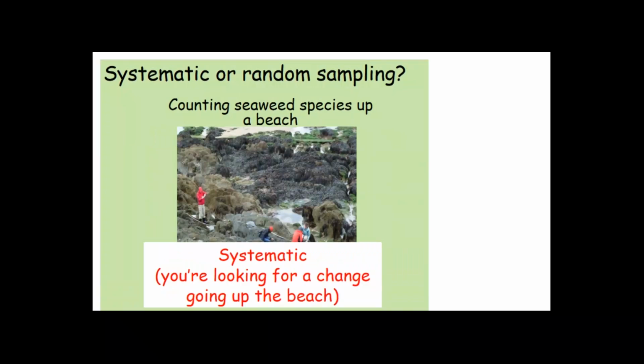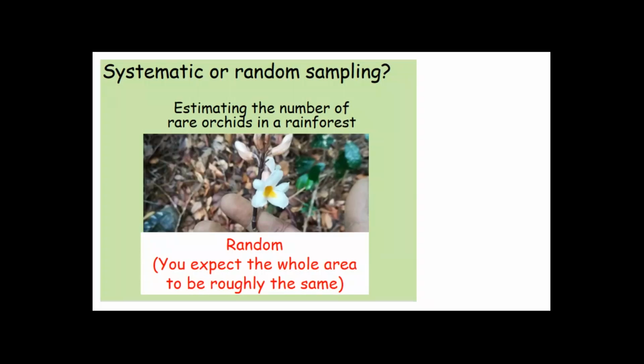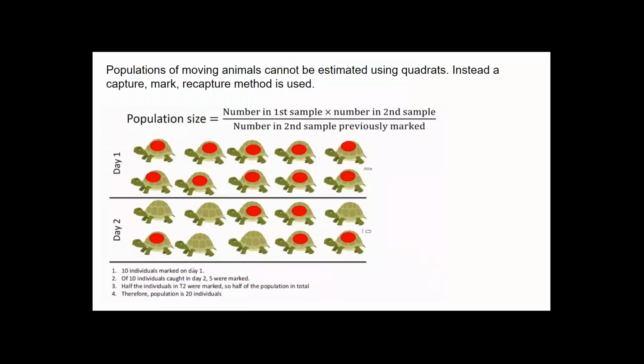This one, counting seaweed species up a beach. We're going up a beach and therefore there's a change. So it's going to be systematic. Estimating the number of orchids in a rainforest. We expect it to be more or less the same, so it's going to be random.